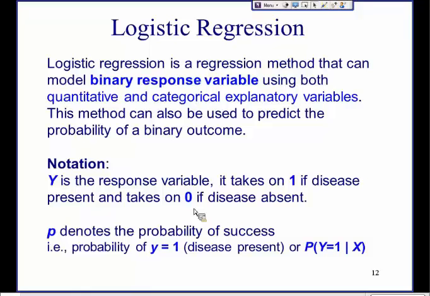But the variable here, for modeling whether a person has disease or not, just for one subject, has a Bernoulli distribution. It only takes a 1 or 0. That's the response variable. In the Bernoulli distribution, the important parameter is the probability of success. In fact, logistic regression is really for you to model that probability of success.